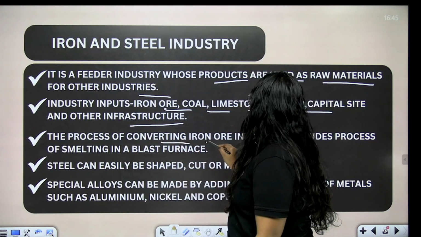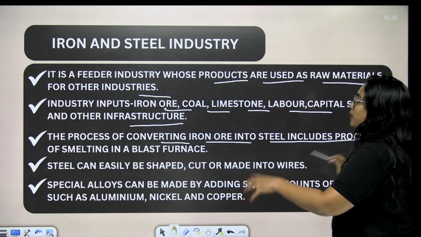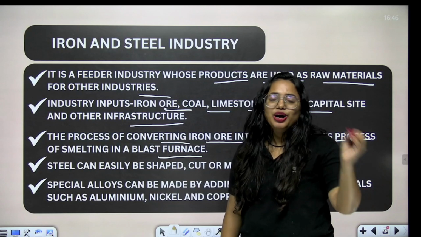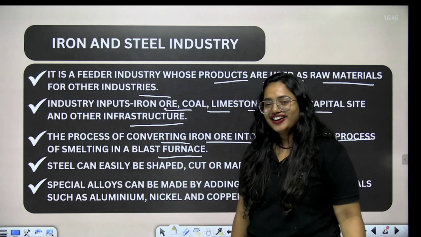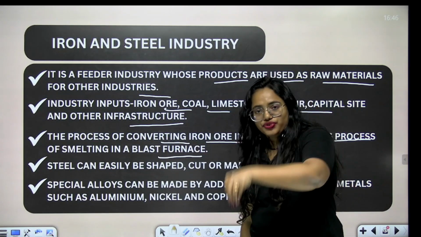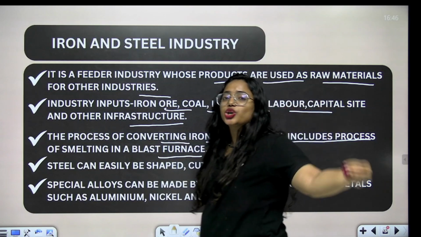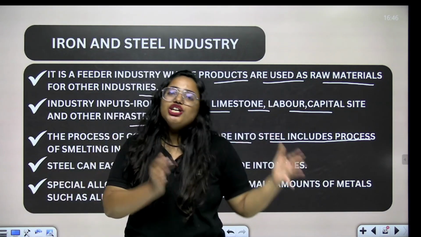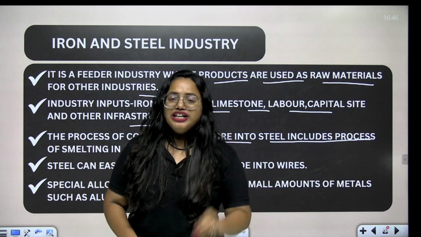The process of converting iron ore into steel includes the process of smelting in a blast furnace. So, iron and steel, both of these products are different. Right? In a blast furnace, the iron has to undergo a process called smelting so that it can turn into a different product called steel.